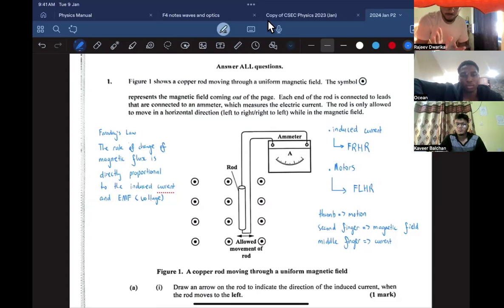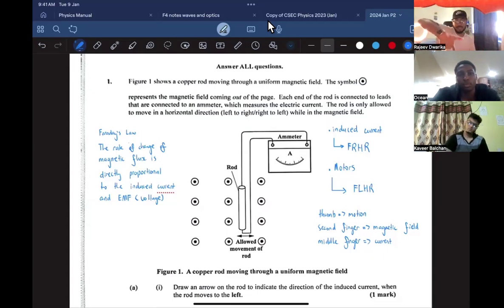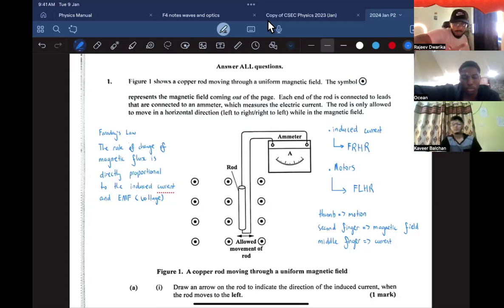So let's run it back one more time. My thumb needs to be pointing to the left. Thumb is to the left. My magnetic field has to be coming out to me. And when you do that, you realize that the third finger automatically points upwards.